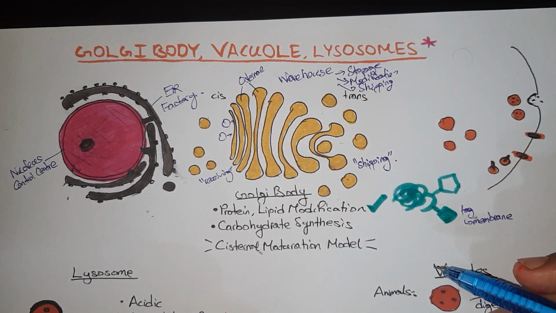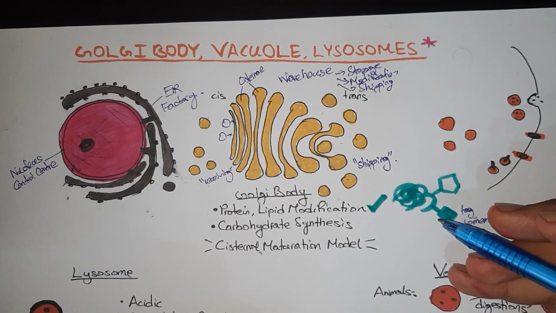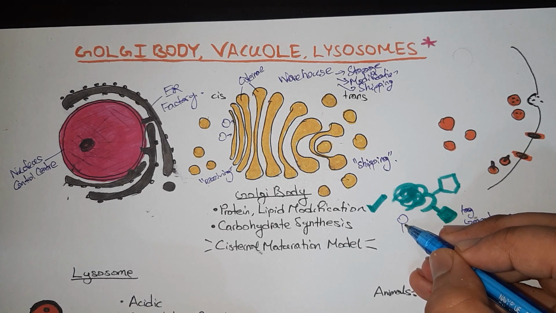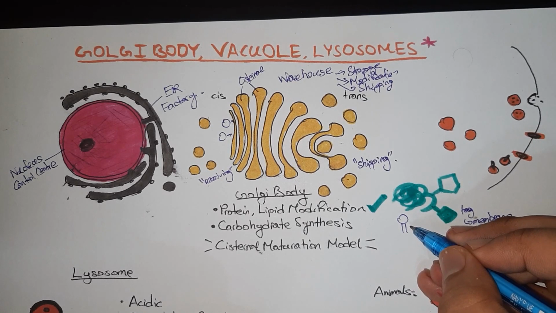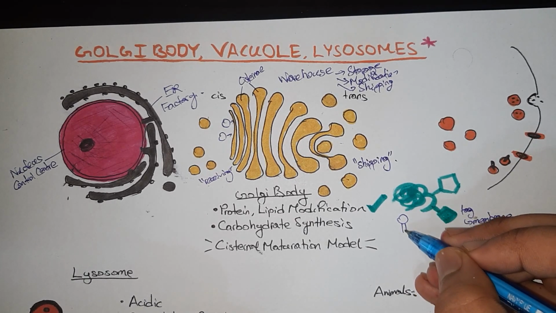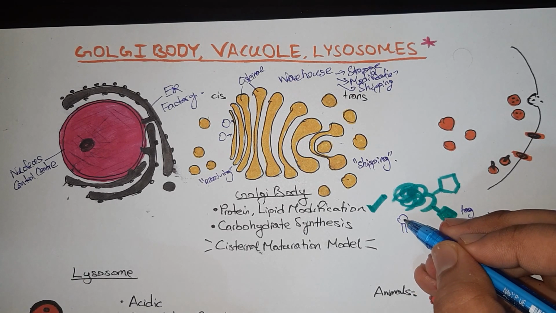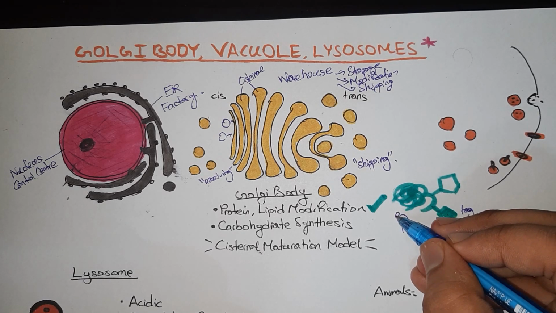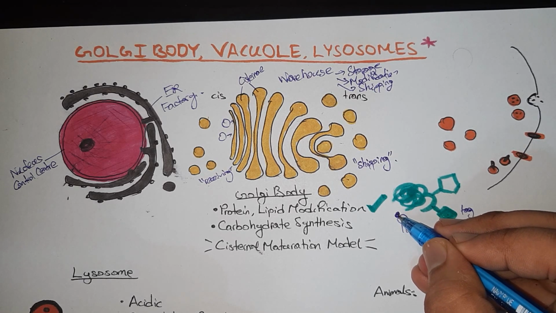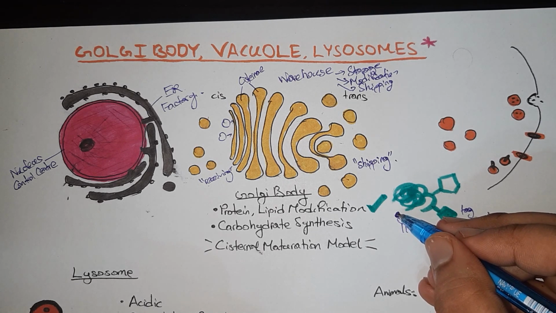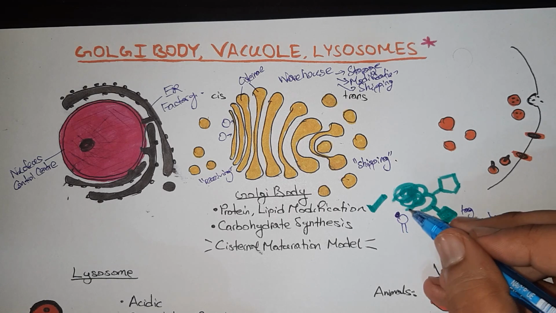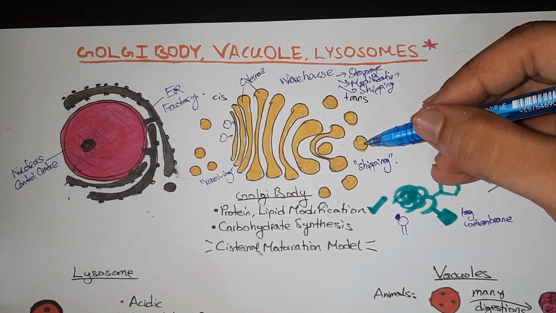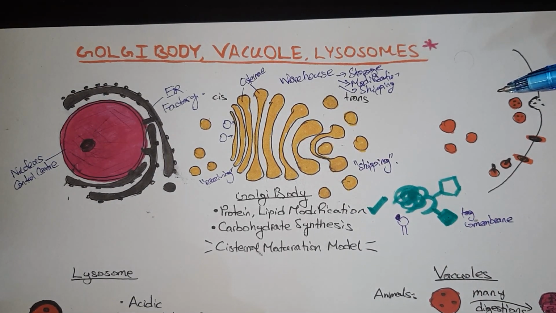The second thing that can happen is lipid modification. We know that lipids like phospholipids are made in the smooth ER. The phospholipid looks like this. It has two hydrophobic tails and a phosphate group head. On top of the phosphate group head is a small polar group. This polar group can be added to the phospholipid in the Golgi apparatus. So this is how lipids can also be modified. In a similar way, steroids are modified.